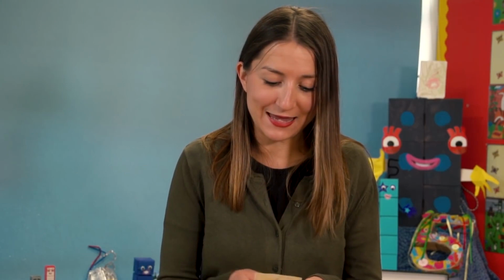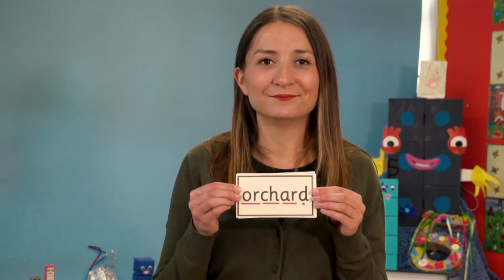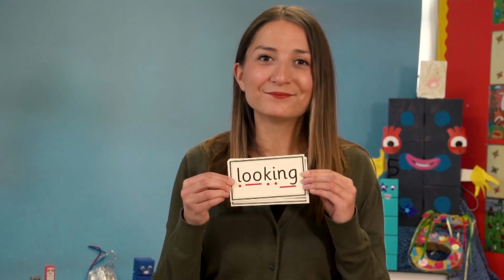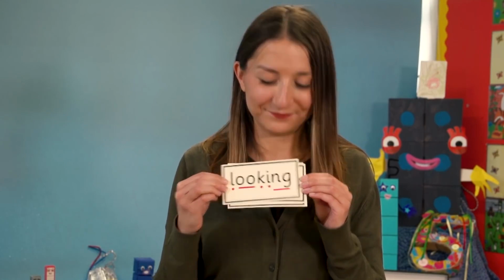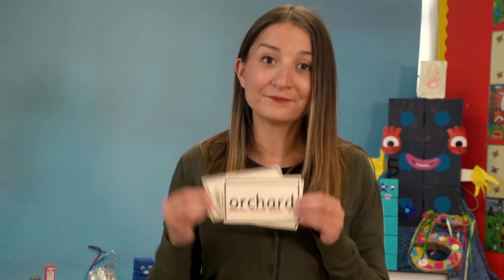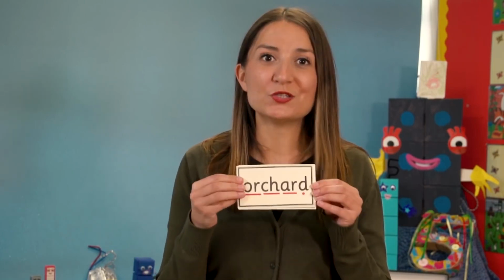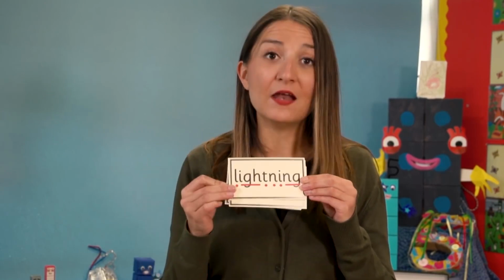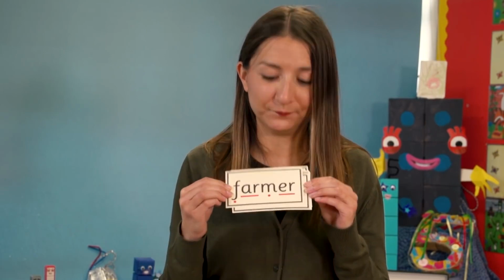Can you read the words on the cards without any help? Off you go. Let's check. Read them with me. Orchard. Powder. Looking. Lightning. Farmer. Fantastic reading, children. We're going to practice reading the tricky words I, be, you, are.